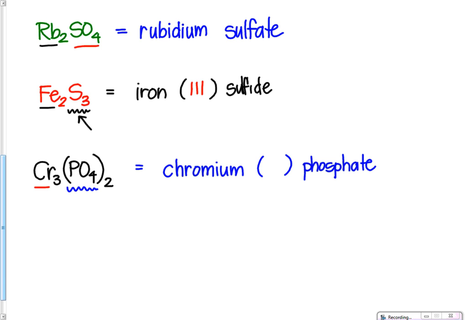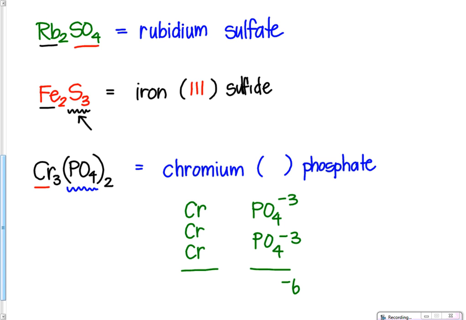So now what I want you to do is think of the formula again. Draw how many chromiums are in the formula. This time there are 3 Crs and there are only 2 PO4 ions. Now the PO4 ion each has a charge of -3. So when I add that together, I get a total of -6. That means the chromium has to have a total of +6. So each chromium must be a +2 to get that to work. And so I will have a Roman numeral of 2 for that element. So the name of this compound is chromium(II) phosphate.